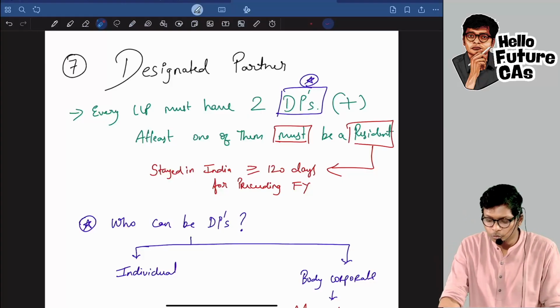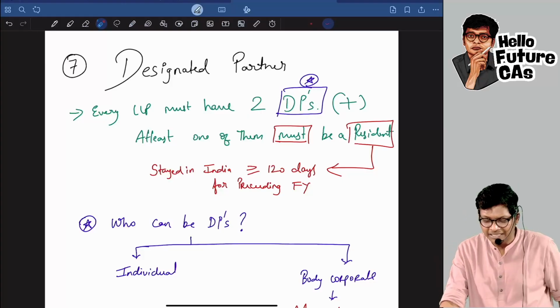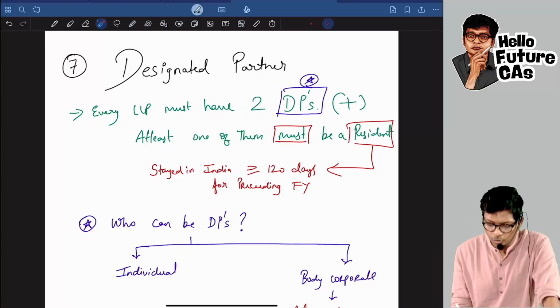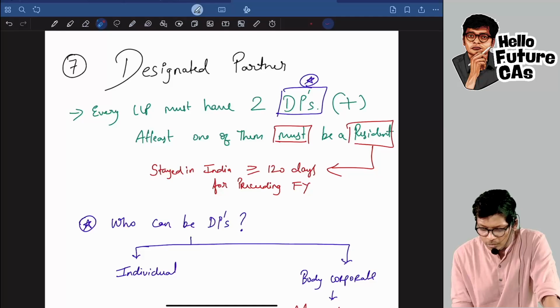Now, those two DPs are like directors in a company. Can I have more than two DPs? Yes, but the minimum is two. But here they don't talk about minimum or more.